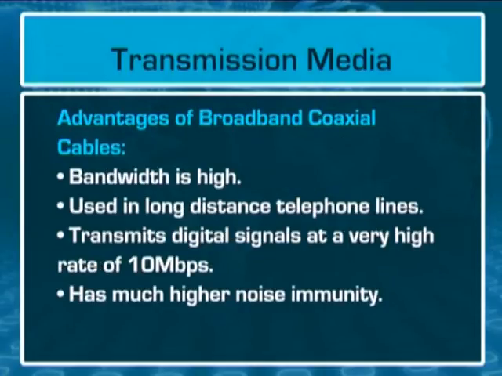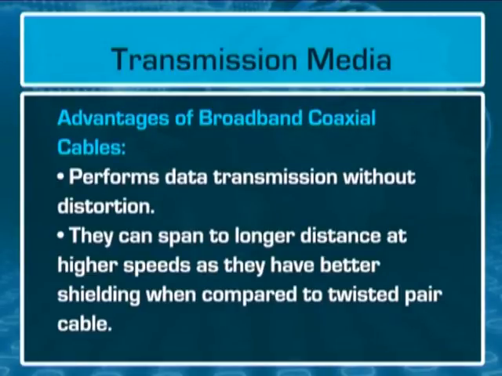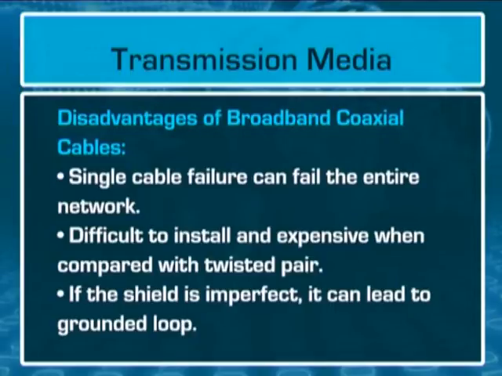It has many advantages such as number 1, bandwidth is high. Number 2, used in long distance telephone lines. Number 3, transmits digital signals at a very high rate of 10 Mbps. Number 4, has much higher noise immunity. Number 5, performs data transmission without distortion. And number 6, they can span to longer distance at higher speeds as they have better shielding when compared to twisted pair cables. It has some disadvantages also such as number 1, single cable failure can fail the entire network.